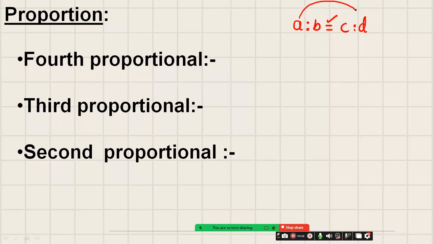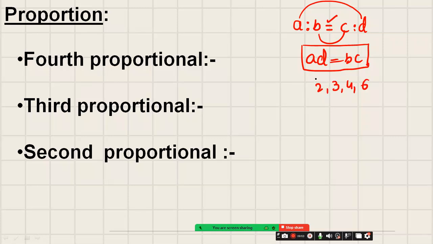The proportion formula is AD is equal to BC. It's very, very important, guys, here. For example, 2, 3, 4, 6. Find out the proportion. Look at them like A, B, C and D. So the proportion formula is AD is equal to BC. Then 2 into 6 is equal to 3 into 4. 2 6s are 12.